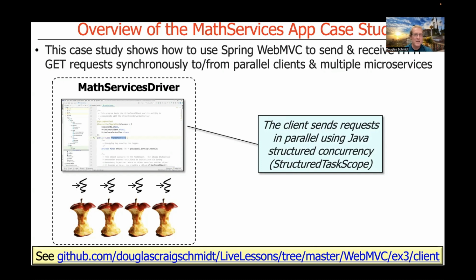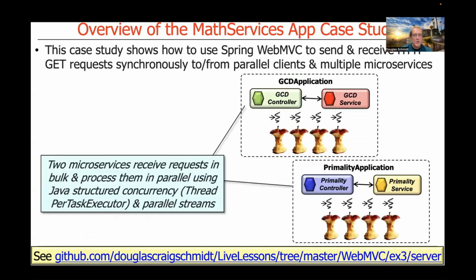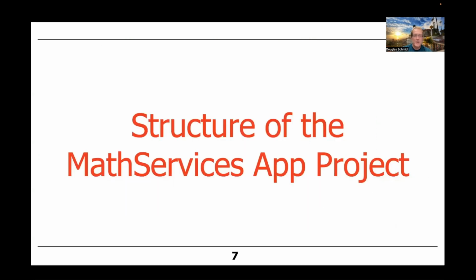So it's going to blast out a bunch of requests that will run concurrently. We'll see how that causes some challenges that we'll have to overcome. And there are 2 different microservices this time. This is what differs from our previous examples where we only had 1 microservice. And they will receive these requests in parallel and they receive them in bulk and process them in parallel using Java structured concurrency with the thread per task executor, as well as Java parallel streams.